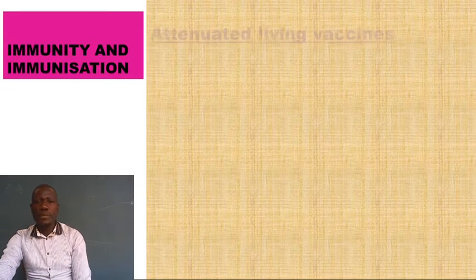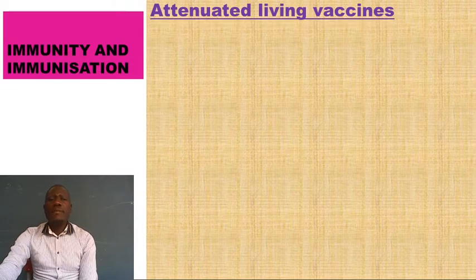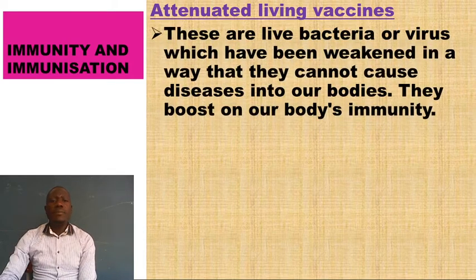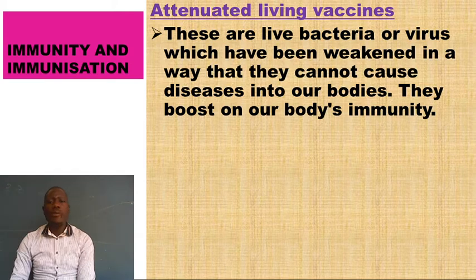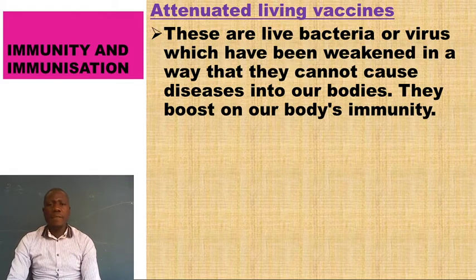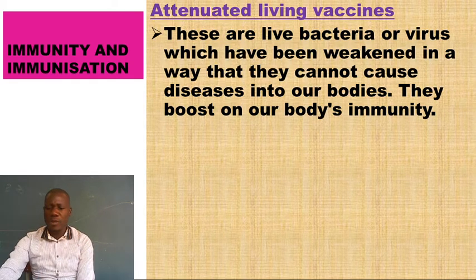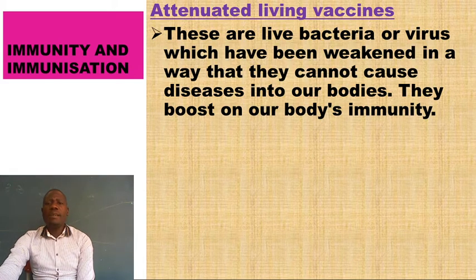My beloved children, we have the attenuated or living vaccines. These attenuated living vaccines are live bacteria or virus which have been weakened in a way that they cannot cause diseases in our bodies. Here what they do, they get the living bacteria, they get the living virus, they weaken them in a way that they cannot cause the diseases in the body. And now when they are introduced into the body, they cause immunity in the body. What does that mean? They make the body alert to fight these diseases.